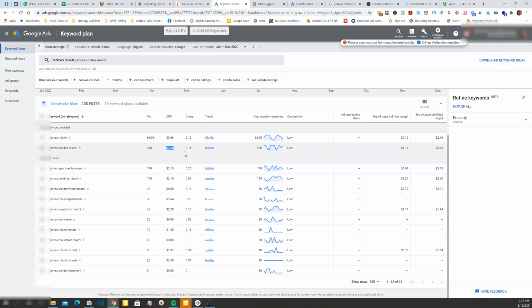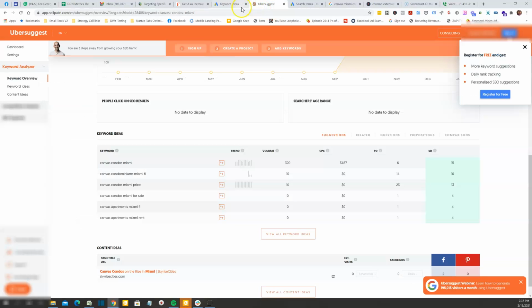390, 326 cost per click. You know, then it says their apartments, building, condominiums, Miami apartments, 40, 20, 30. Not that much. But what you want to understand is Google and these tools will not tell you the real demand, and they won't tell you the real keywords that people are looking for. So most will look at this like, there's 0 here. There's no sense in doing that.